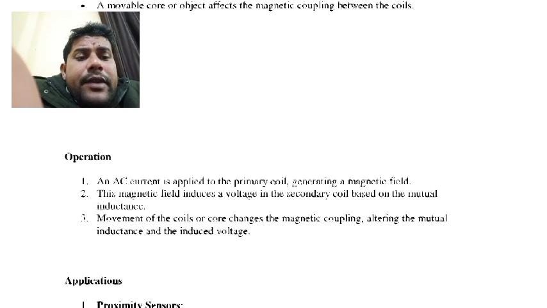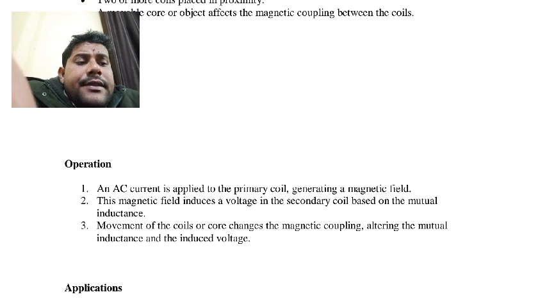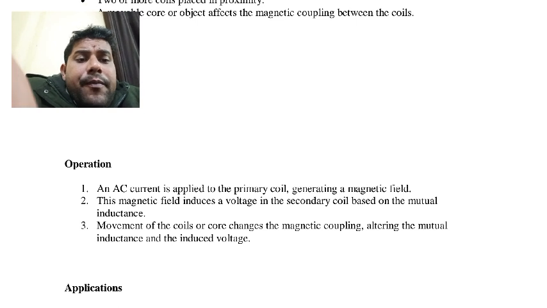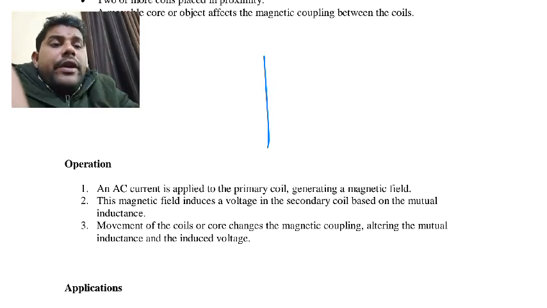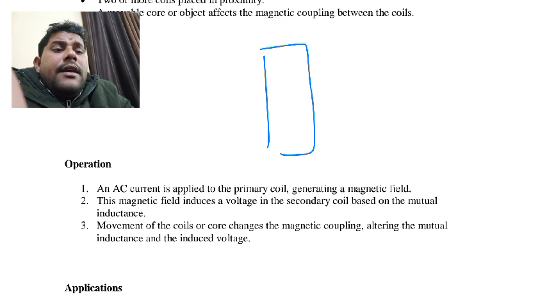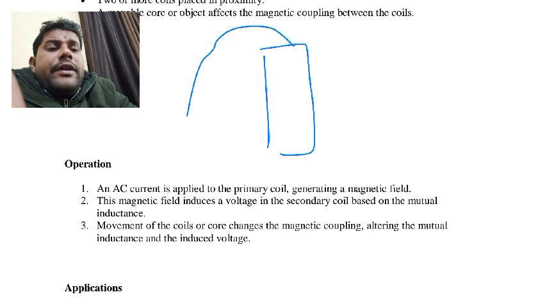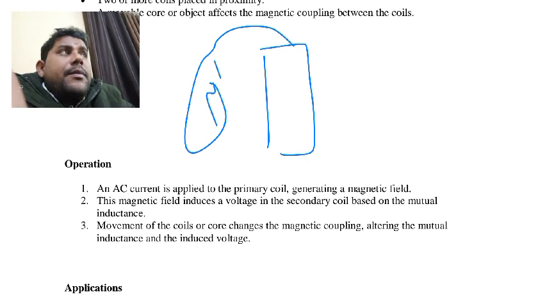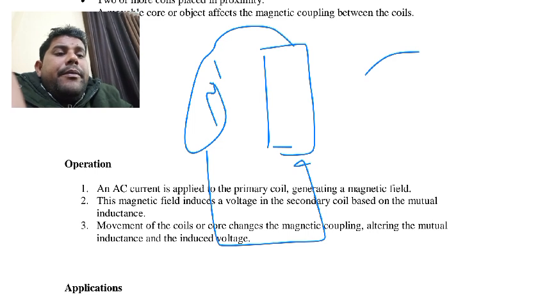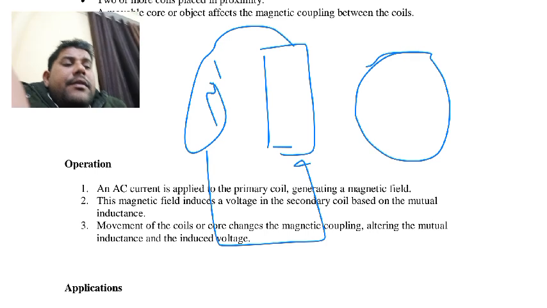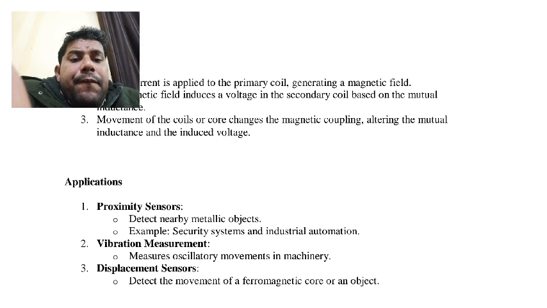An AC current is applied to the primary coil. This primary coil generates a magnetic field. Suppose this is the primary coil, one coil like this, and the AC supply is applied here. Then this is the other coil.